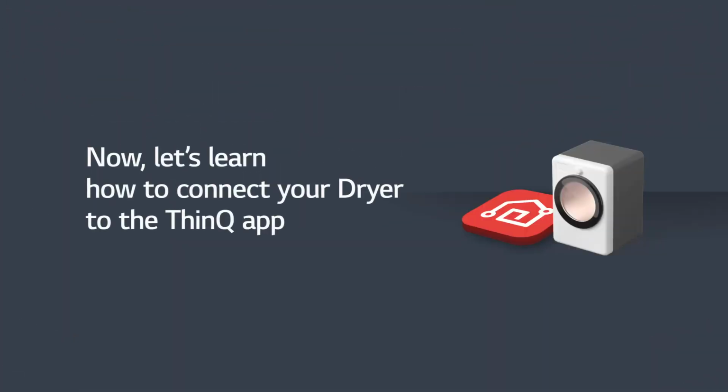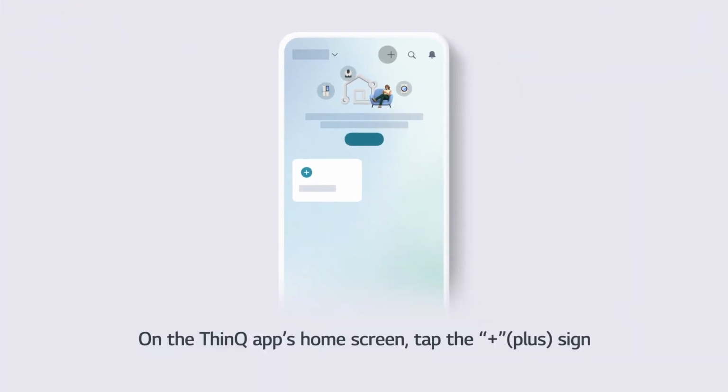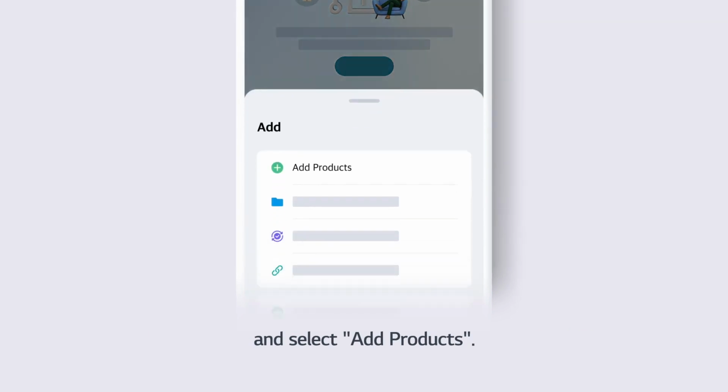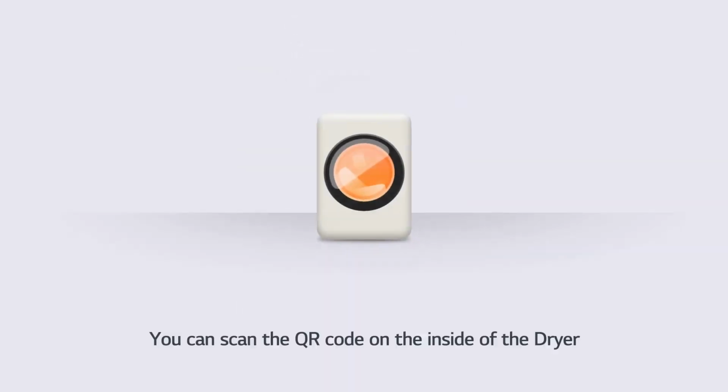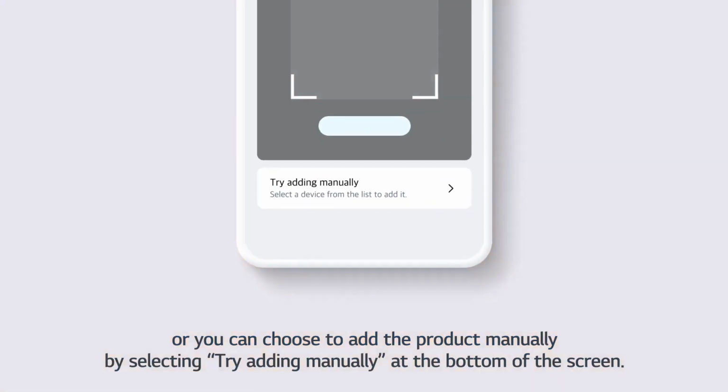Now, let's learn how to connect your dryer to the ThinQ app. On the ThinQ app's home screen, tap the plus sign and select Add Products. You can scan the QR code on the inside of the dryer, or you can choose to add the product manually by selecting Try Adding Manually at the bottom of the screen.